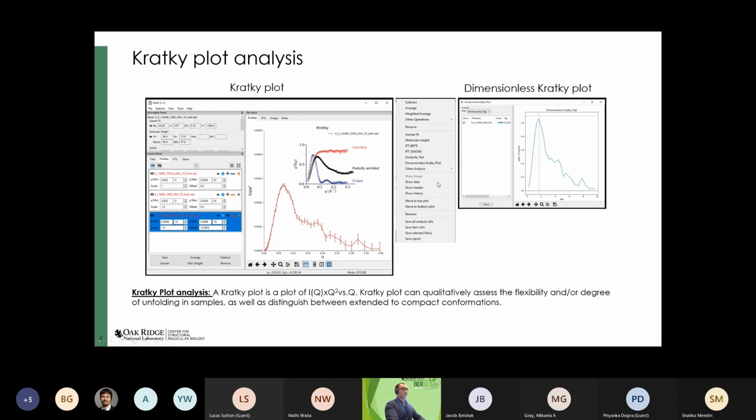Again, this analysis is also available in RAW. You just do a right click with the mouse, and we call the window dimensionless Kratky plots. To bring up this plot for the data analysis, you do a right click with the mouse and ask to plot the data as a Kratky plot.